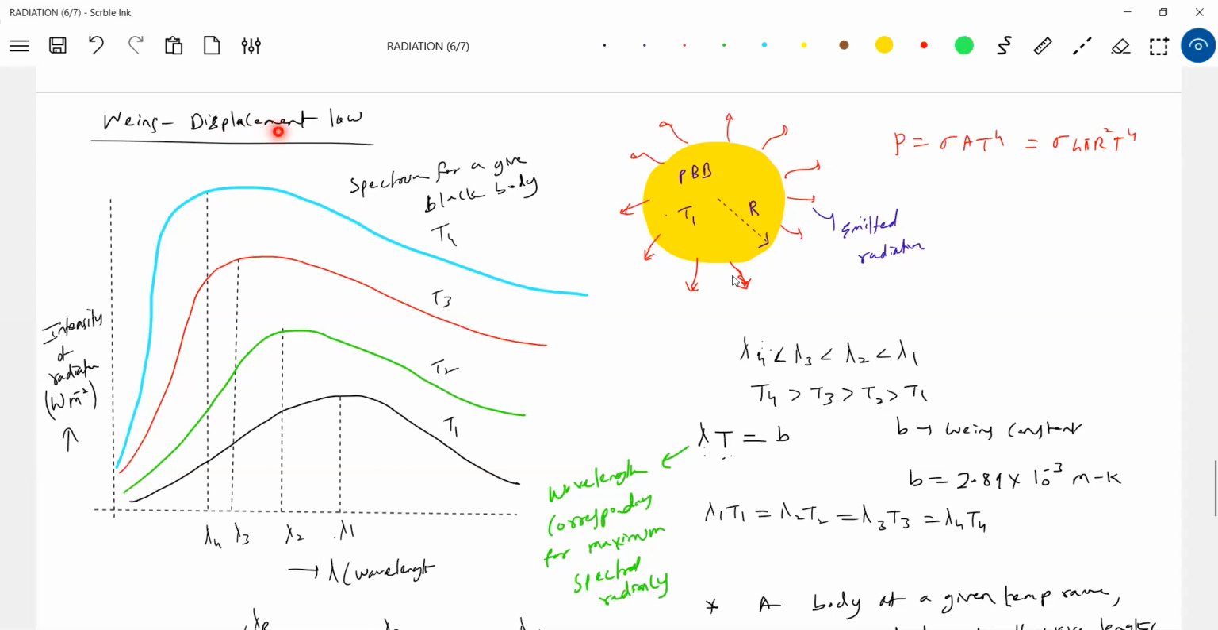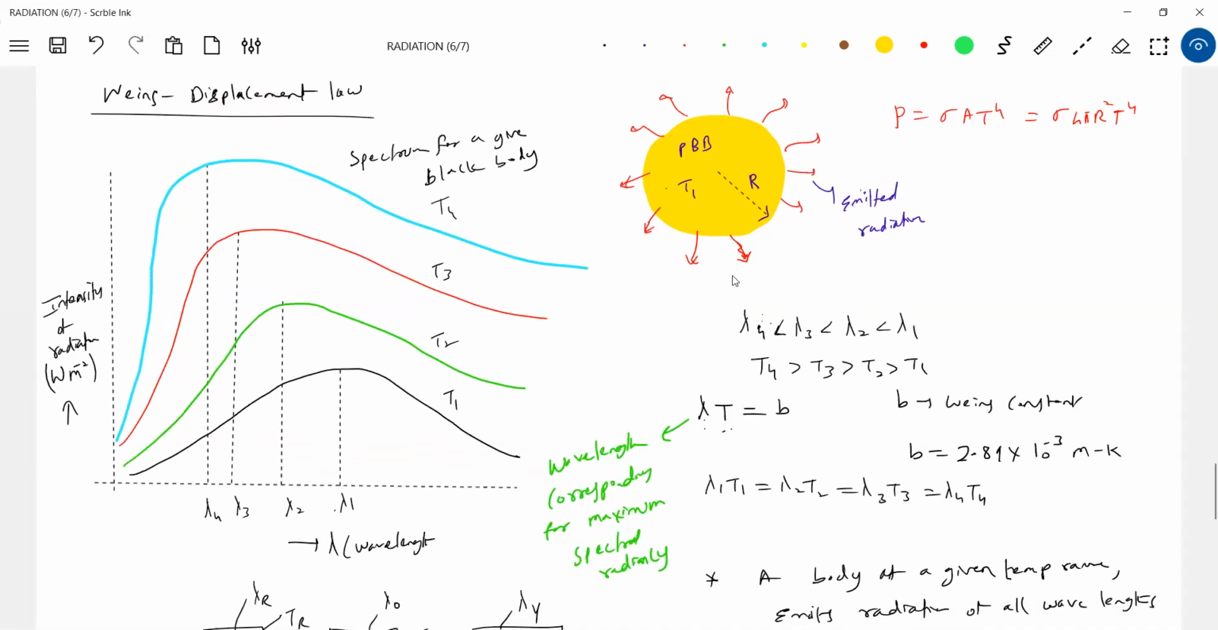All of you, displacement. Are you looking at this lambda? As you raise the temperature, what will happen to lambda? What is this lambda? The wavelength for which intensity is maximum, or the wavelength corresponding to maximum spectral radiancy. It will take lower values, so it is getting displaced.